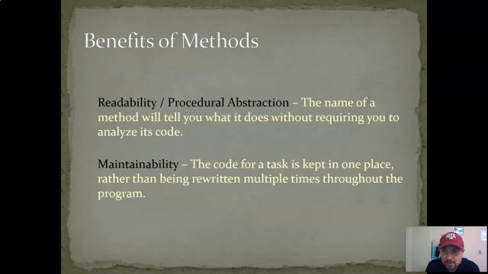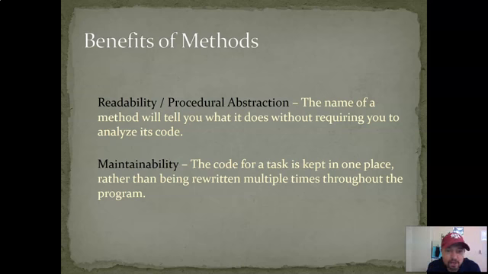Benefits of a method: readability and procedural abstraction. The name of a method will tell you what it does without requiring you to analyze its code. So when we see the method math.pow, we're like, oh yeah, that does a power. You might wonder, how does it do it? And you're like, based on the code I know, I don't know how to do a power.